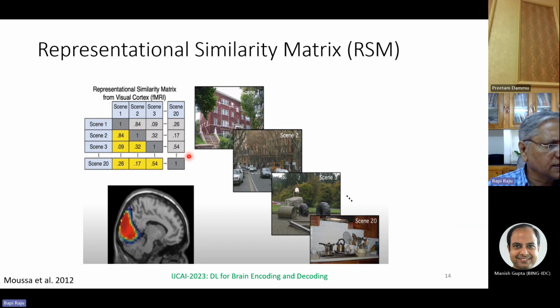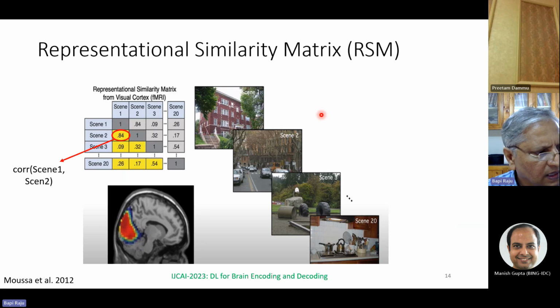So this matrix, this 20 by 20 matrix in this case, is called the representational similarity matrix of brain activations associated with participants' viewing of these 20 scenes.